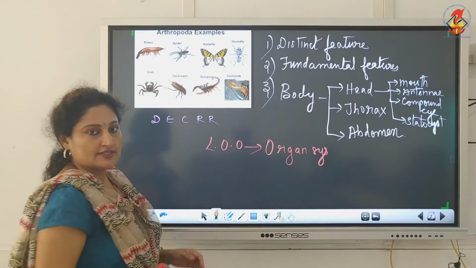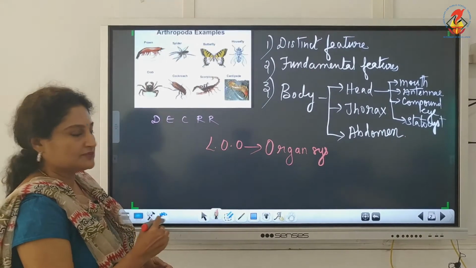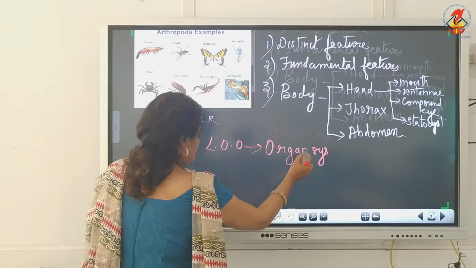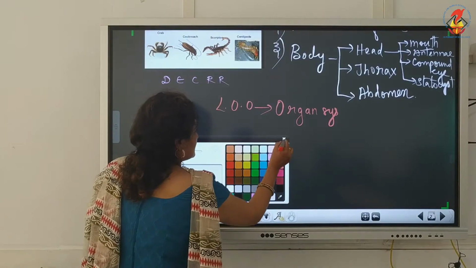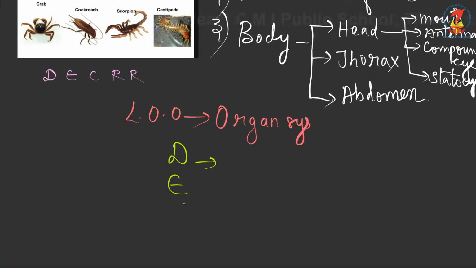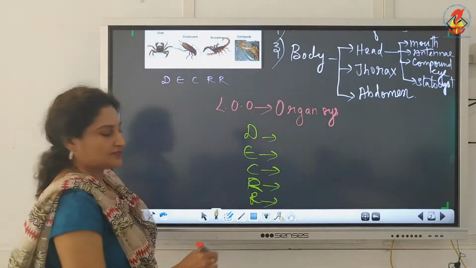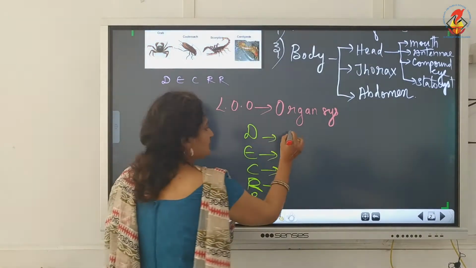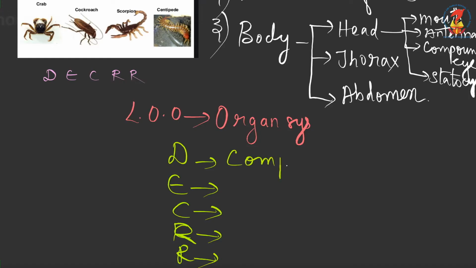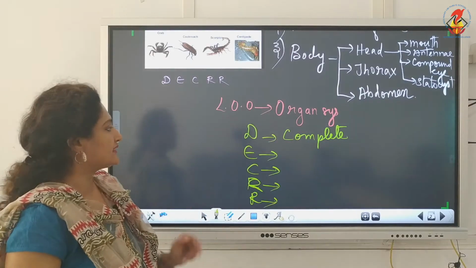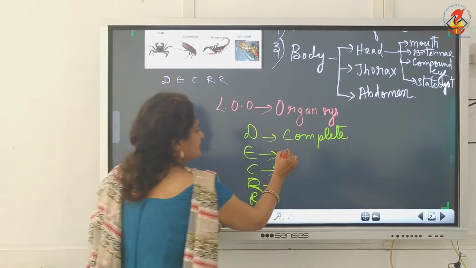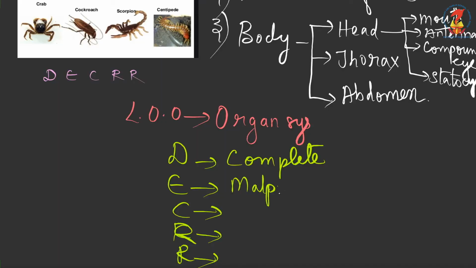So let's analyze the different systems. Starting with, I am giving the abbreviation D, digestive system. What type of digestive system do they have? They have a complete digestive system. And we know what is a complete digestive system. It has two openings, the mouth and the anus. Then excretion is by Malpighian tubules.